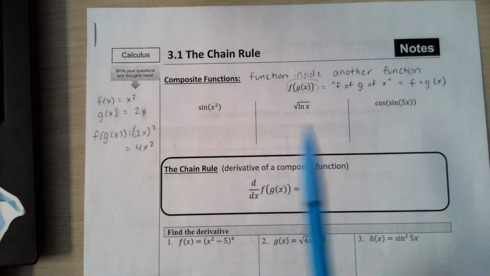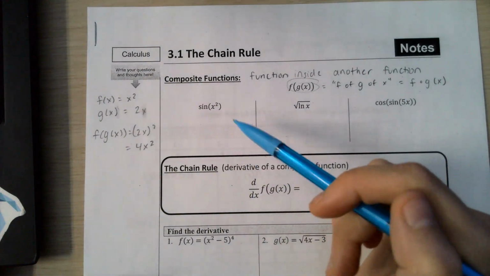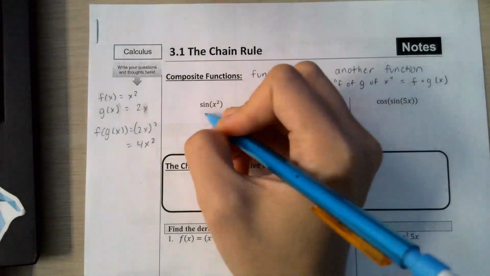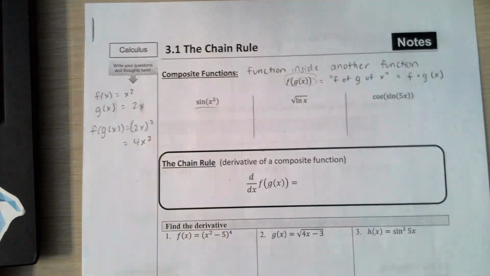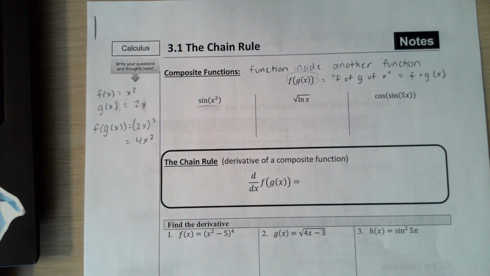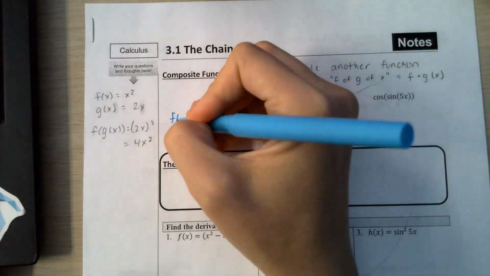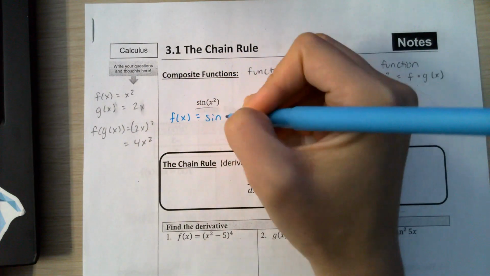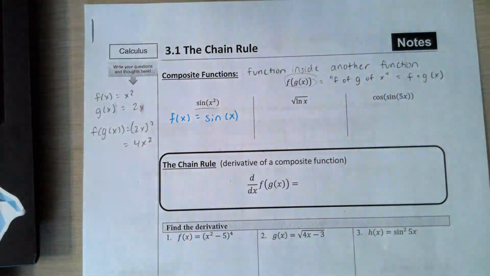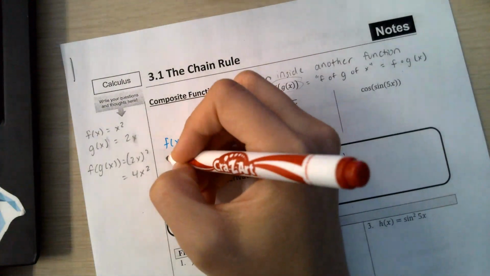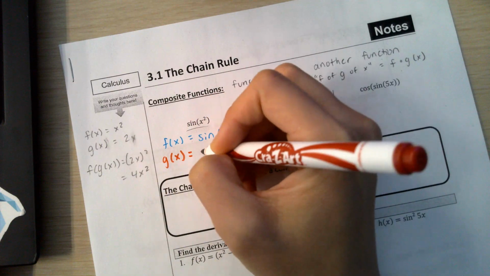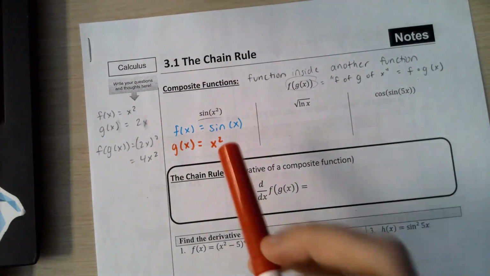So first, let's just separate the f and g's, like separate the functions. So here we have sine of x squared. So we have, let's see if I can do different colors. We could do f of x equals sine of x. And then we have g of x equals x squared, right? And so we have the x squared going into this x.